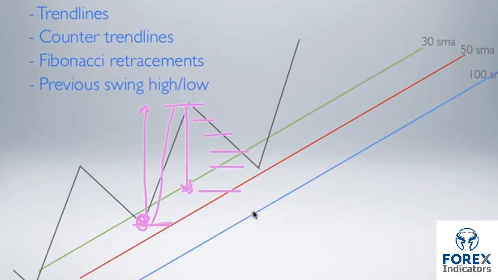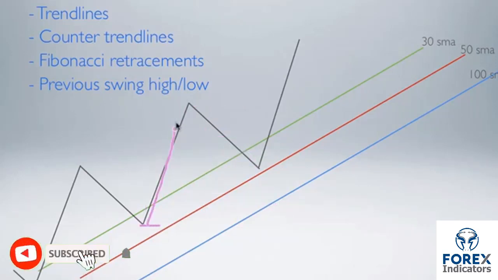Now, I personally only pay attention to the 38, 50, and 61 Fibonacci retracements. I don't care for the 23 nor for the 76. I like to see my retracements fall somewhere between the 38 and the 61% Fibonacci retracement.